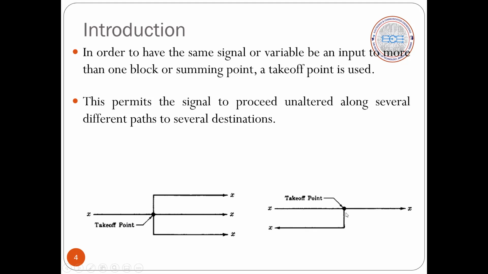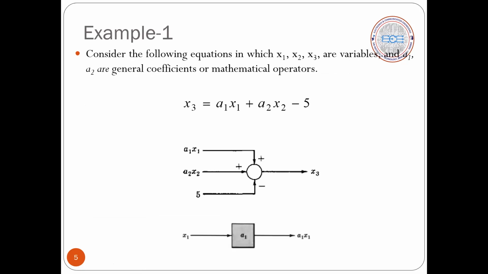So here also, we have a takeoff point representation. We have a signal X in this line. You are taking a copy of that X and moving it to some other point of the block diagram. So this is what we call the takeoff point in a block diagram.